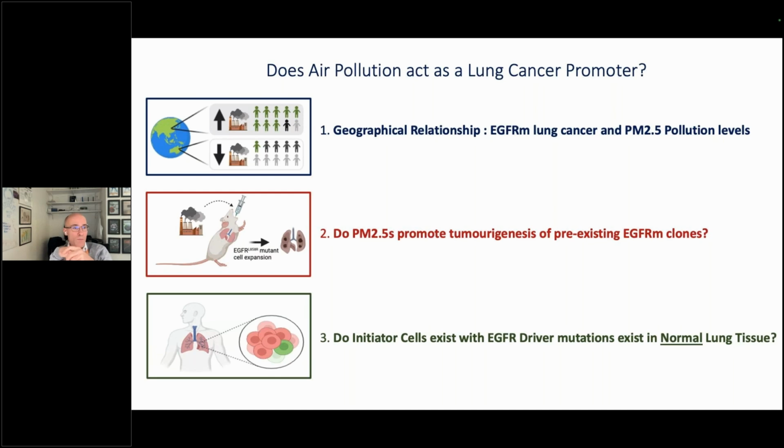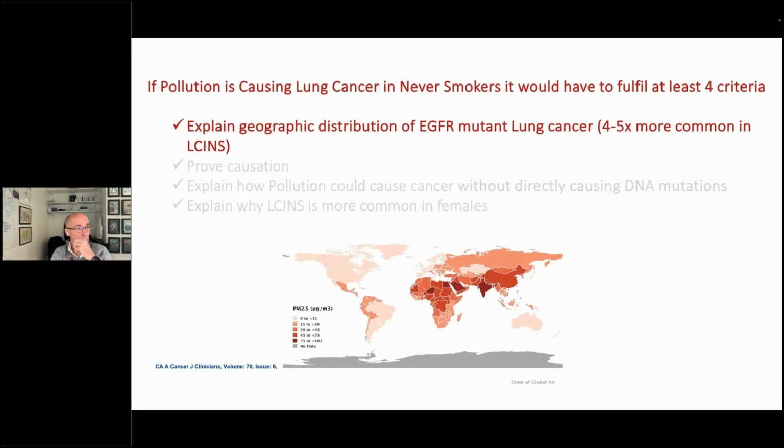Secondly, we're going to look to see if these particulates, PM2.5s, promote tumours in mouse models with pre-existing mutant clones. And thirdly, if Berenblum is correct, we would have to show that these pre-existing mutant clones live in or reside in normal tissue as we age. So first of all, let's look at the geographic distribution of this disease.